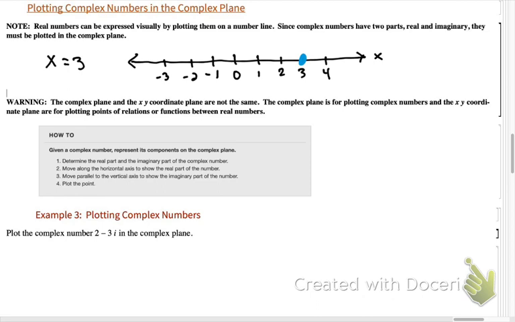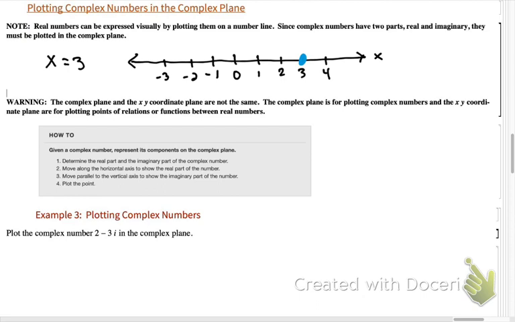But again, complex numbers have two parts, real and imaginary, so a one-dimensional number line is not going to work to visualize them. Now, the complex plane is going to be similar to the xy coordinate plane. They're going to have a vertical and horizontal axis, but my second note or warning is the complex plane and the xy coordinate plane are not the same. They are very different. The complex plane is for plotting complex numbers, and the xy coordinate plane is for plotting points for relations or functions between real numbers.